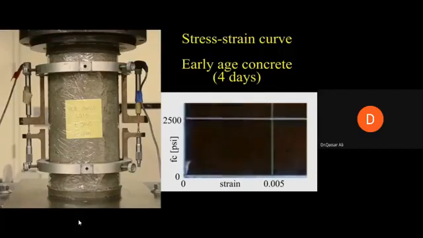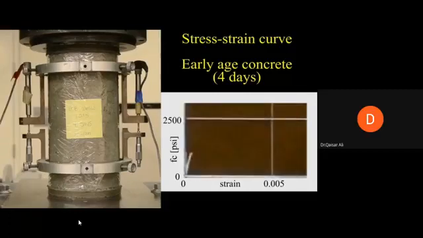The cylinder age is 4 days. The concrete age is 4 days. So you can see 4 days early age concrete. You can also see that in the beginning, the strength and strain are linearly proportional, because it is a straight line. So in the beginning, the stress is linearly proportional to strain.